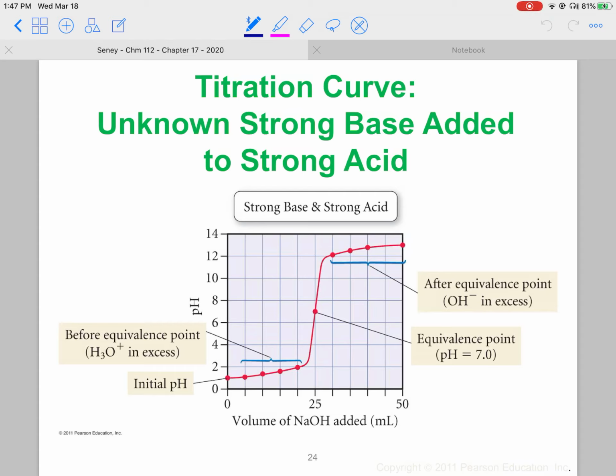So this lesson is going to focus on how to look at a graph and determine the equivalence point, plus just giving you some general ideas on how to look at it, and then to do some calculations with these.